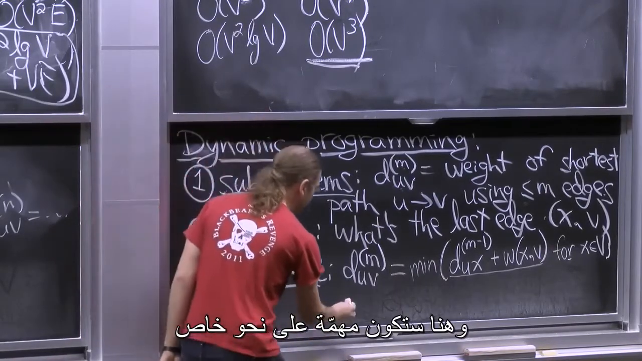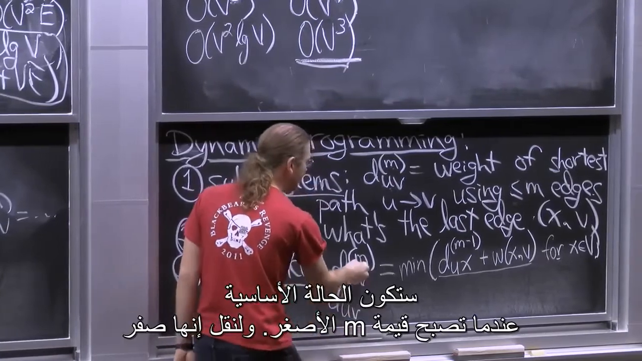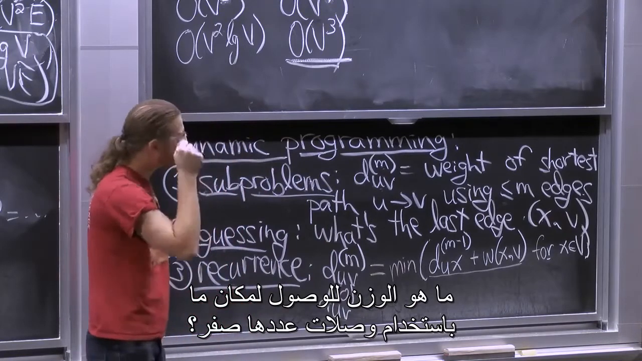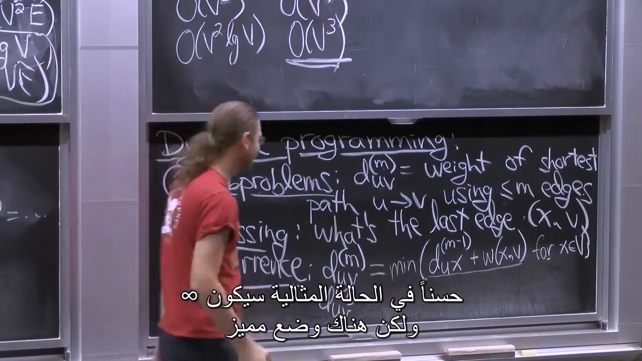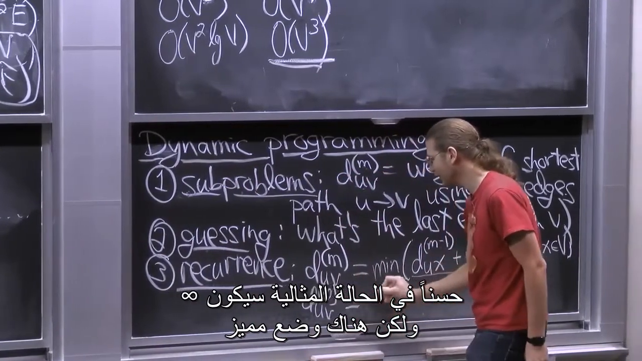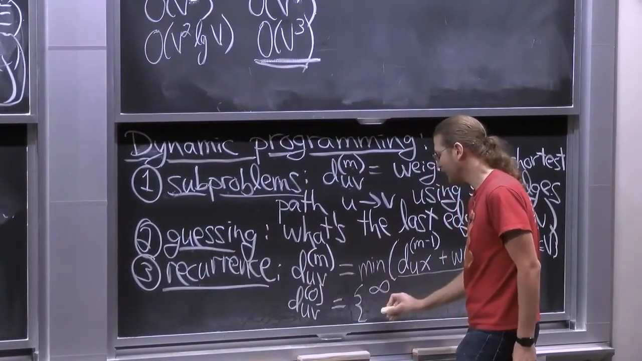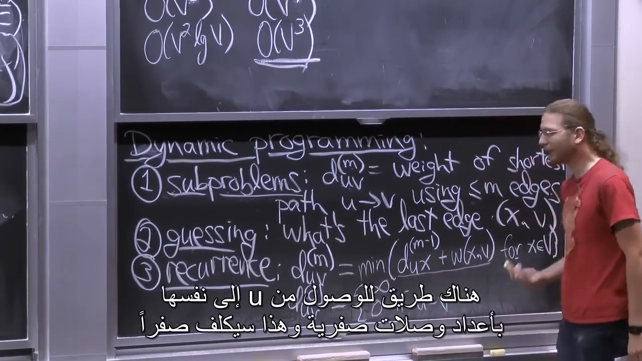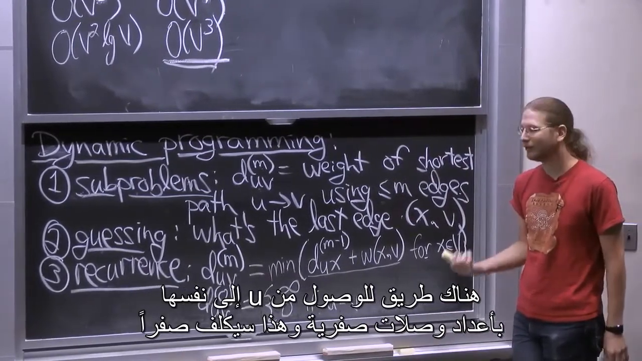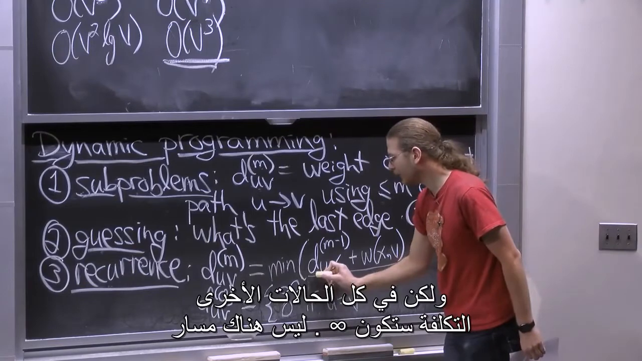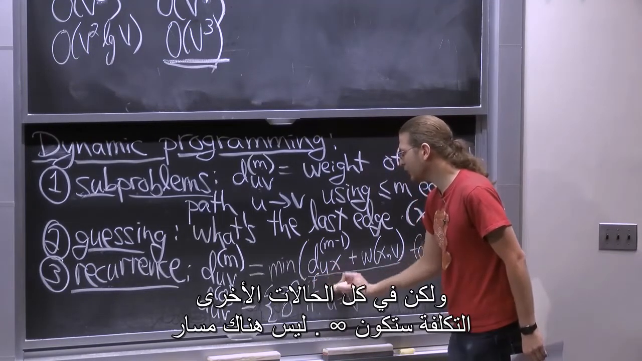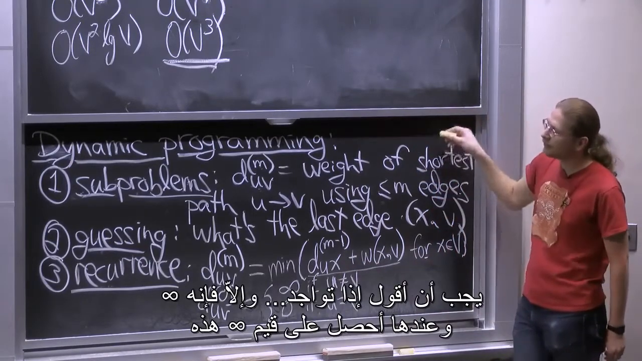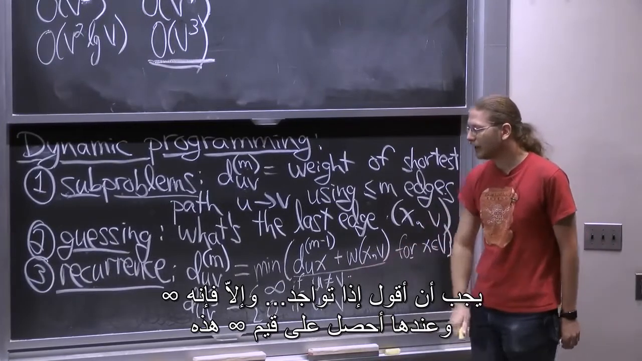Here it's especially important. So the base case is going to be when m is the smallest, so that, let's say, is 0. What is the weight of getting somewhere using 0 edges? Well, typically it's going to be infinity. But there is an interesting situation where it's 0, namely when u equals v. There is a way to get from u to itself with 0 edges, and that costs 0. But anywhere else is going to cost infinity. There's no path. So this is sort of a definition. I should say, if it exists, otherwise it's infinity. So then I get those infinities.